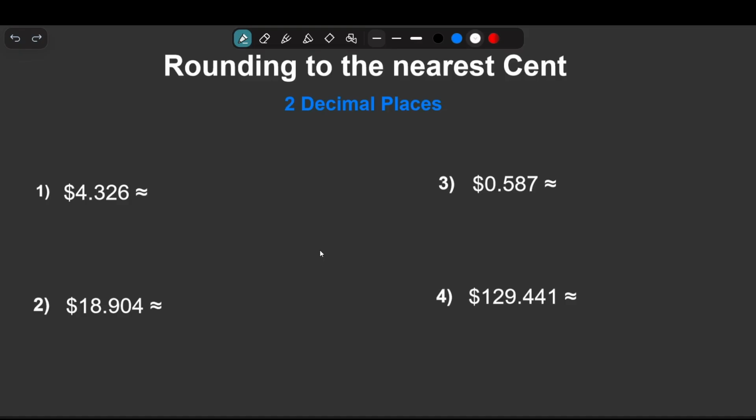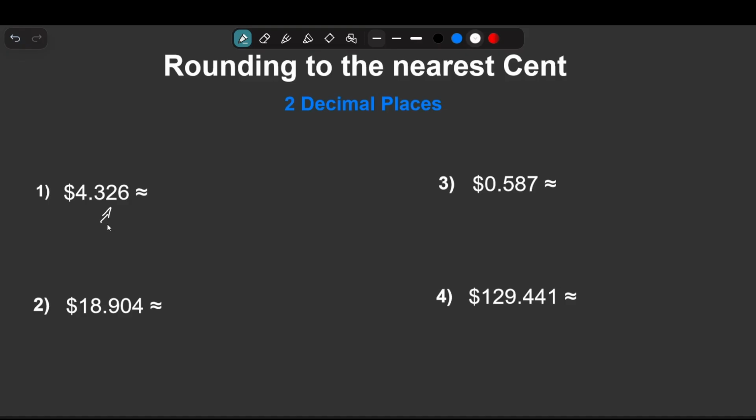Now let's jump into number 1 and round that amount of money to the nearest cent. This decimal goes to the thousandths place, as you can see. This 6 is at the thousandths place. That doesn't make any sense for an amount of money, so we need to round to the nearest hundredths place. We need to see if this is closer to $4.32 or closer to $4.33. So let's take a look at the digit in the hundredths place, which is 2.